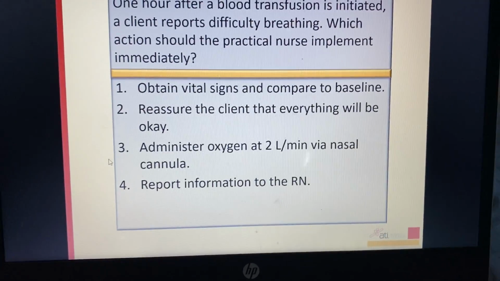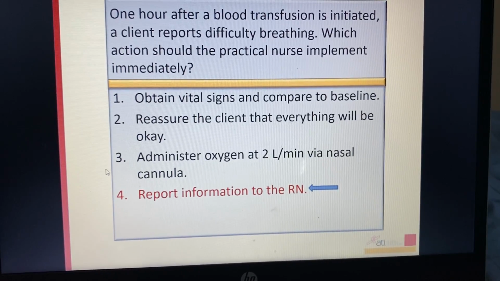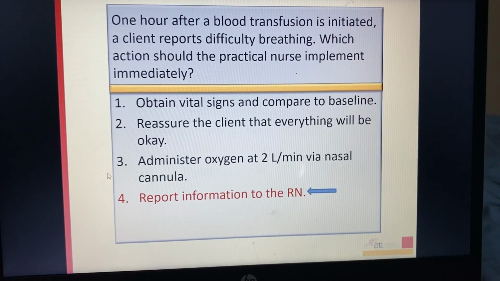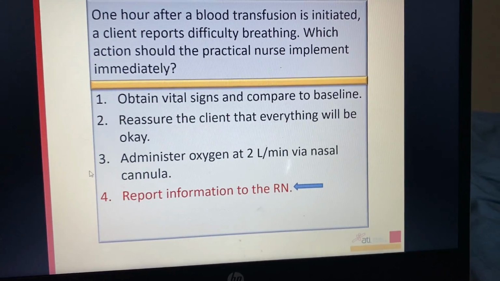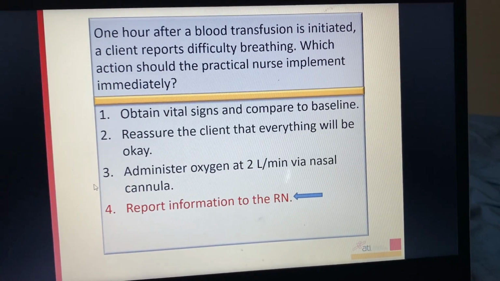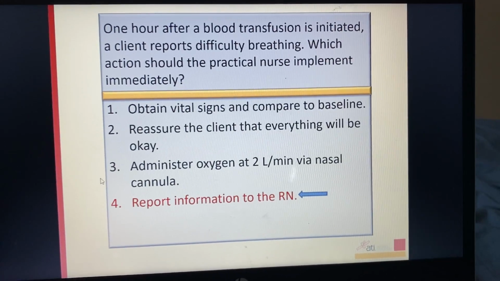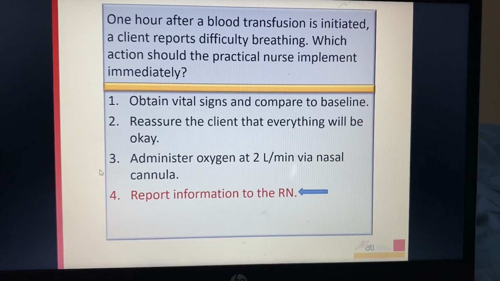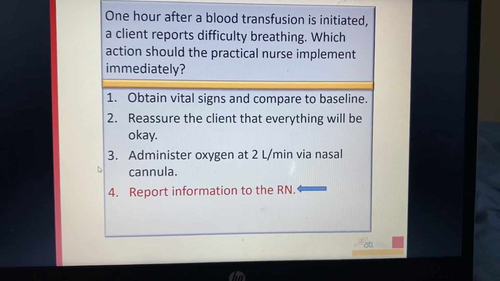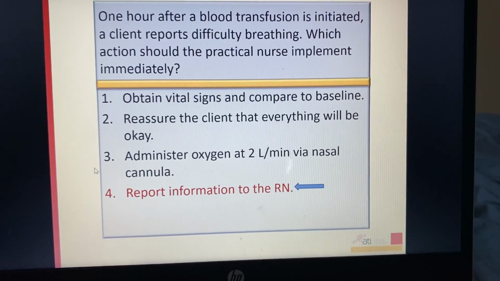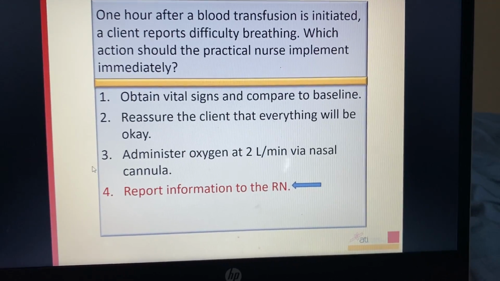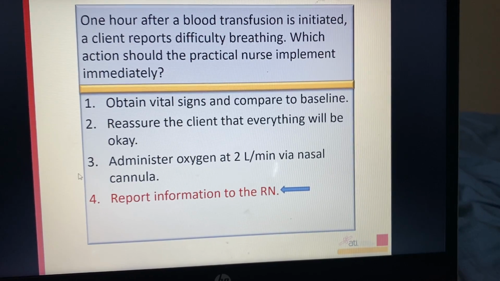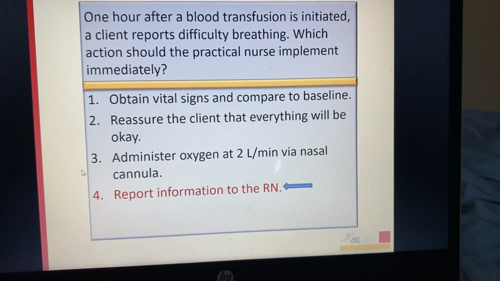All right, so the correct response here is number 4. A lot of people want to pick number 1, and that's very common because people want to get more information. But in this case, we don't really need more information. The client's having difficulty breathing. Getting a set of vital signs is not going to change our action, right? Our action is going to be to report the information. The RN needs to see this client and do a more detailed assessment to find out what is going on. Oh, that would be 3.